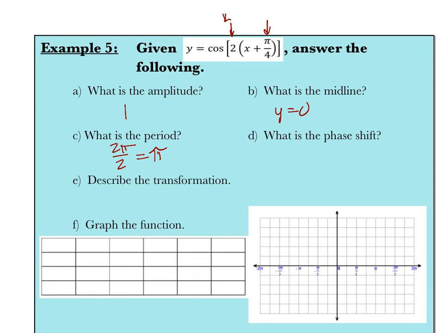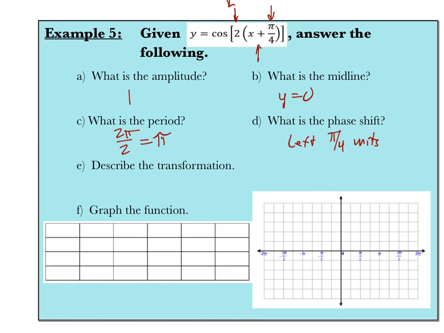So this whole thing is going to be done by the time I get to pi. All right, what's my phase shift? You see how now it's additional? You see how it's adding pi over 4? So now this means I'm going to shift it left pi over 4 units. What does this mean? This means I'm going to do a horizontal shrink by 1/2, and then I'm going to shift left by pi over 4.